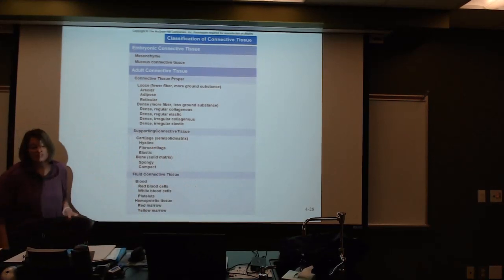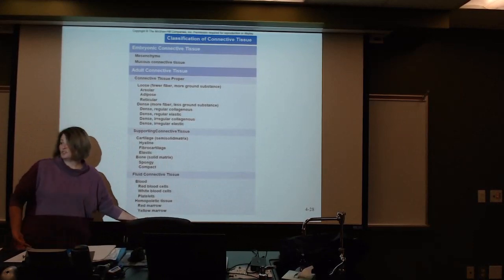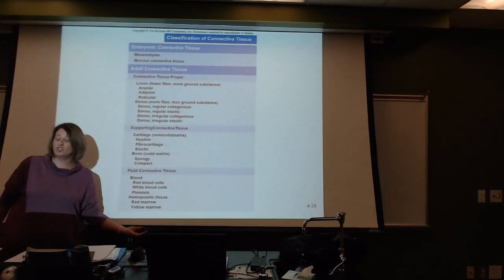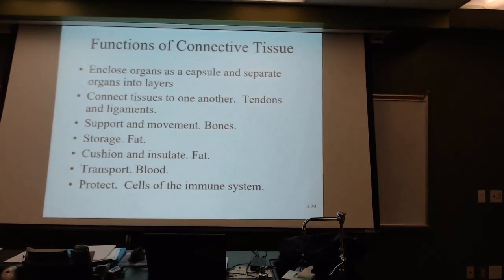Connective tissue, the difference is it flows, it moves. But talk about amazing, it's totally amazing. We have our red blood cells, white blood cells, platelets. It's given rise to by what we call hematopoietic tissue, all right? And that's our red marrow, yellow marrow. So if we look at these, the function of connective tissue.